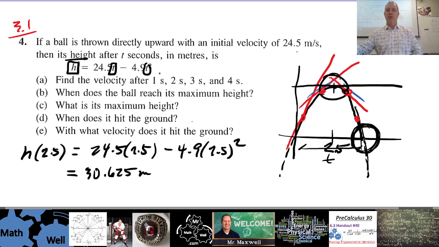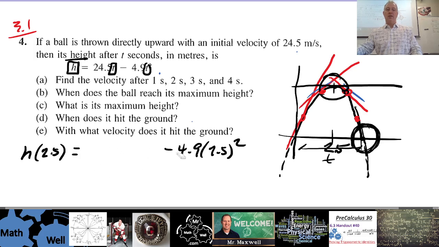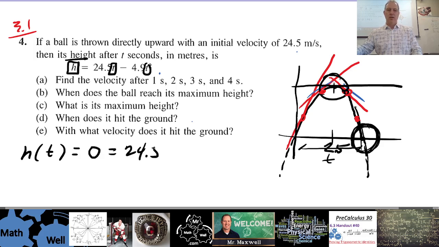It hits the ground when what? Thank you. When the height above the ground is zero, that's when it hits the ground. So, again, we're not really working with the derivative here. We are now working with the height above the ground when this is zero. So, what is the height with respect to t? Okay, that height is zero. And so I want to solve for this equation here when it's zero.